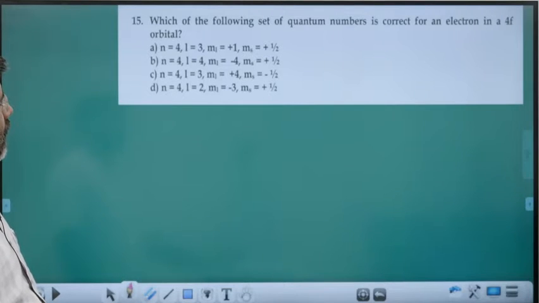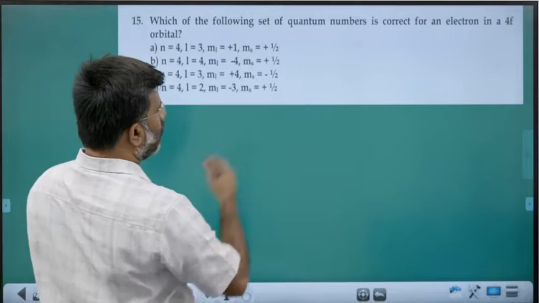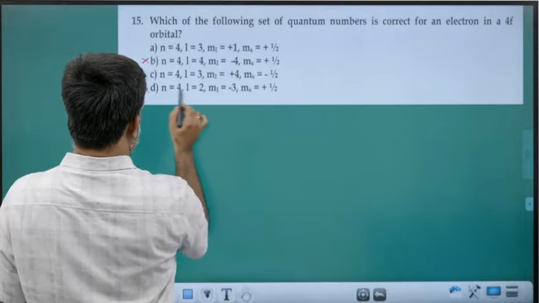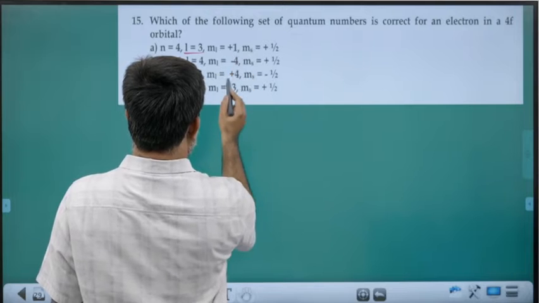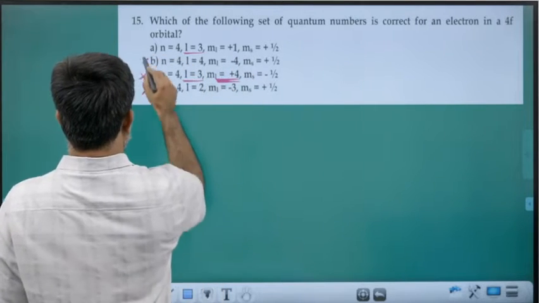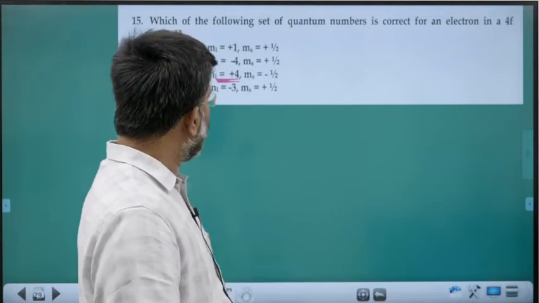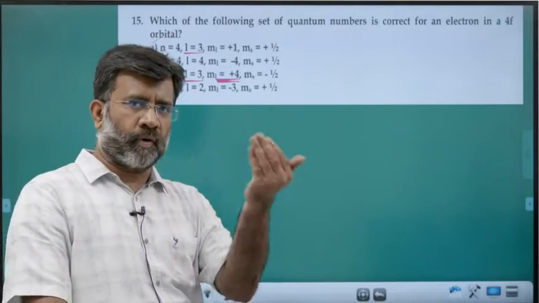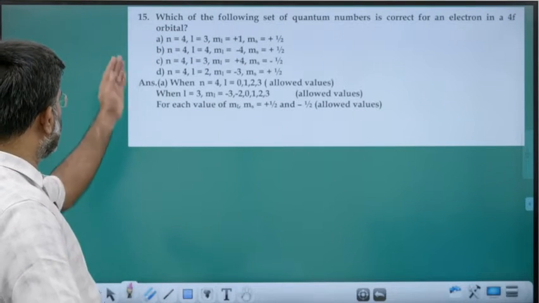Which quantum number set is correct for an electron in 4f orbital? 4f orbital, n is equal to 4. Now, f orbital, you know, l is equal to 3. So this is out, l is equal to 3 is required. For l is equal to 3, m can be plus 1, m cannot be plus 4. So this is out. Option A is correct. n is equal to 4, l is equal to 3, m value can be minus 3 to plus 3, and s value either plus half or minus half. Next. Option A.